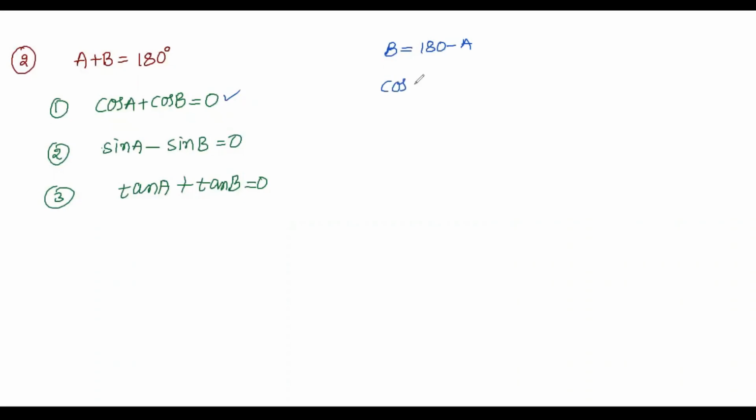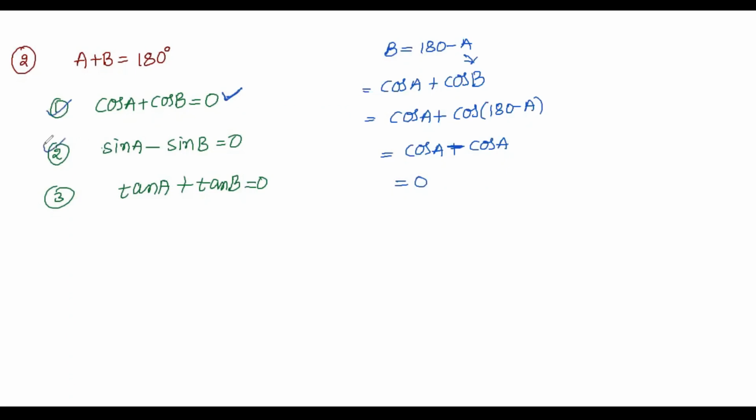Yes, cos a plus cos b. LHS is cos a plus cos b. We need to prove this value as 0. So cos a is as it is, plus instead of b, we are going to write 180 minus a. So cos of 180 minus a. So this is what, guys? Cos a plus cos of 180 minus theta, which is what? Minus cos theta. So minus cos a. So cos a minus cos a is what? 0. Yes, we got the answer.